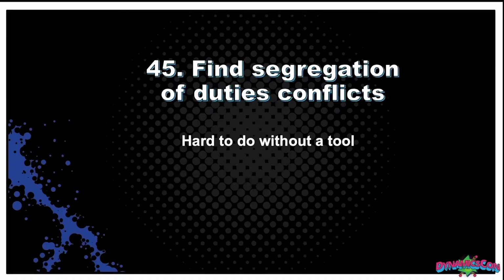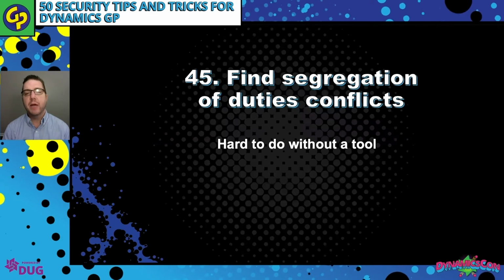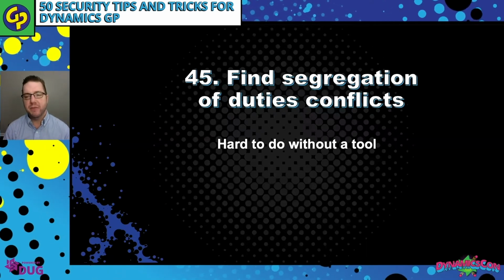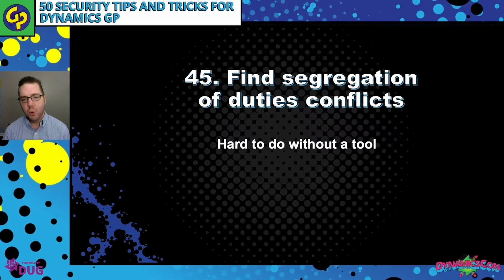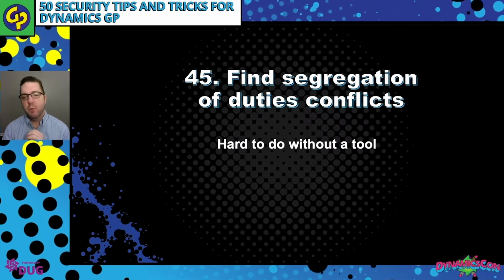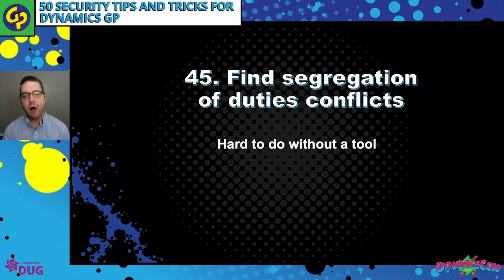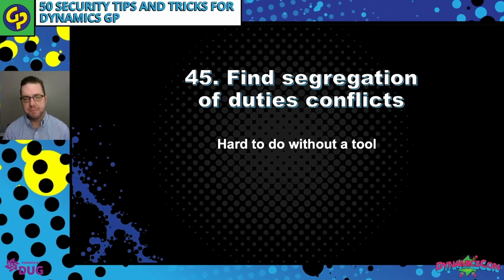45, find and fix segregation of duties conflicts. Ideally, you want to find those areas where users have access to more than one part of a process, all of the things we've talked about, in a way that might allow them to manipulate the financial statements. This one is really, really hard to do without a tool. Fastpath does have a tool, but without a tool, it's a lot of spreadsheets that are connected.